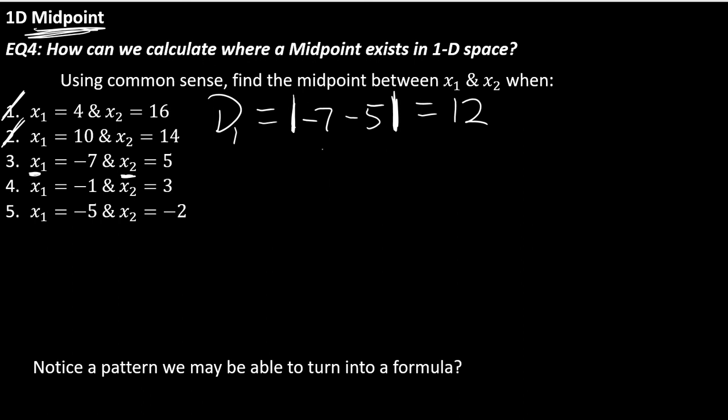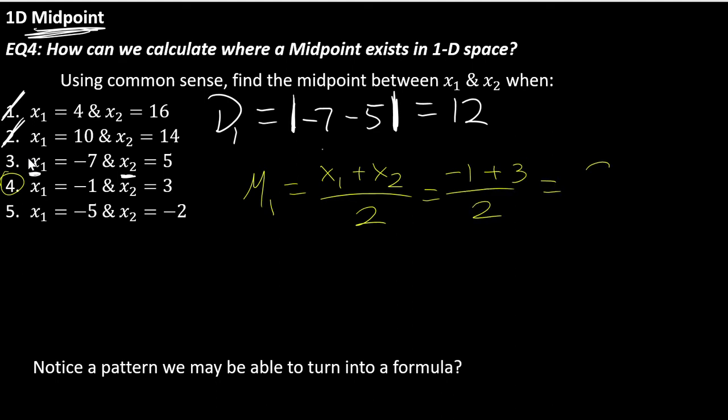So let's do another example. Number 4. Okay, so my midpoint is equal to x1 plus x2 over 2, or -1 plus 3 over 2. That's going to give me 2 over 2, which is 1. And again, if I draw it out on a number line, so here's -1, here's +3. The distance between them is 4.